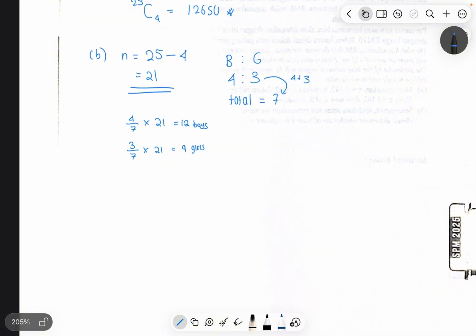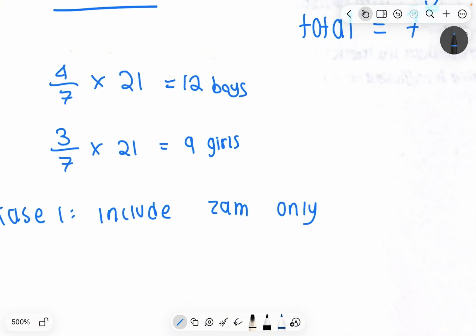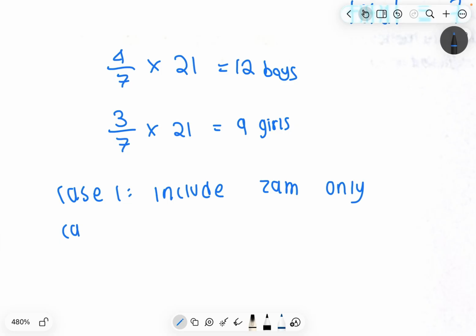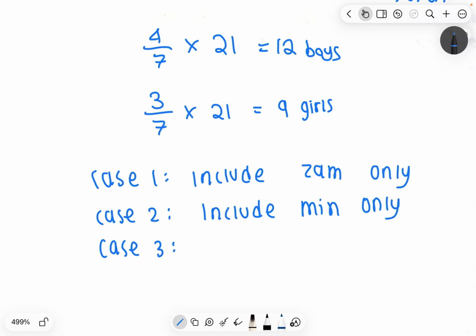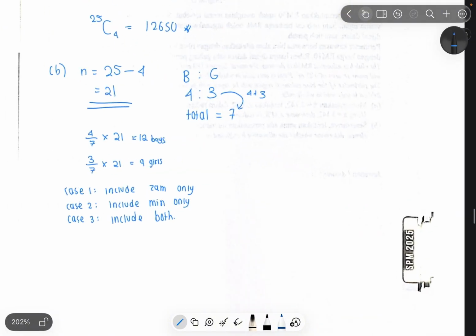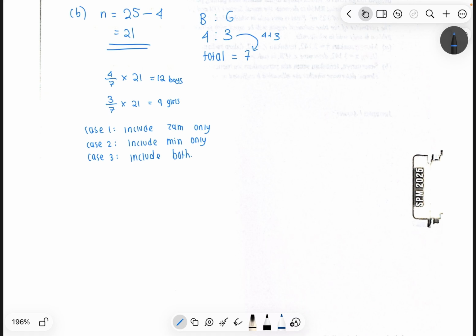Okay, so now there are 3 cases. The first case is you include Zam only. Next, you include Min only. And the last case, you include both.